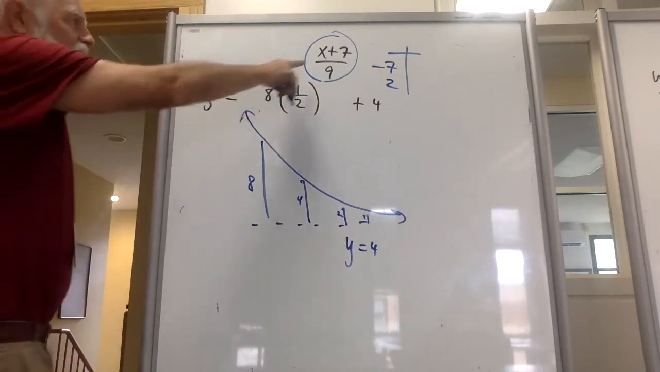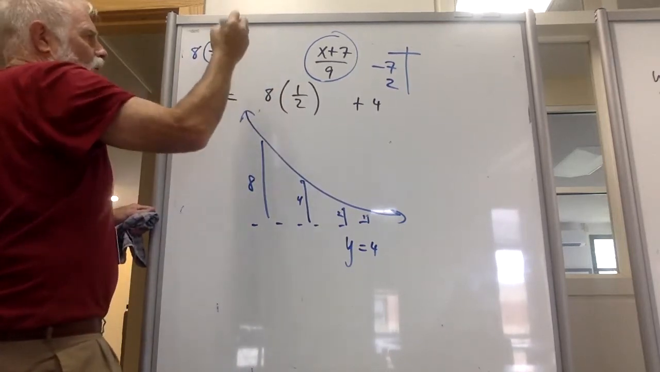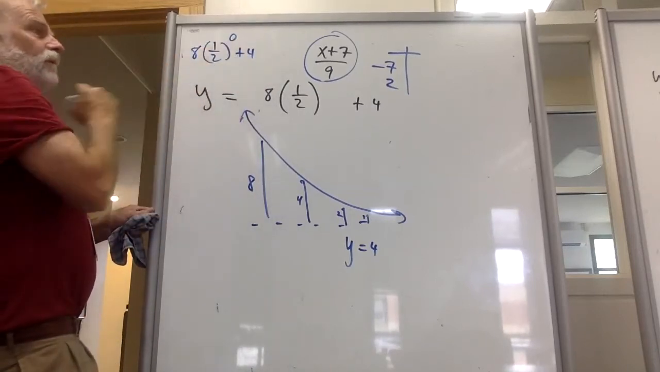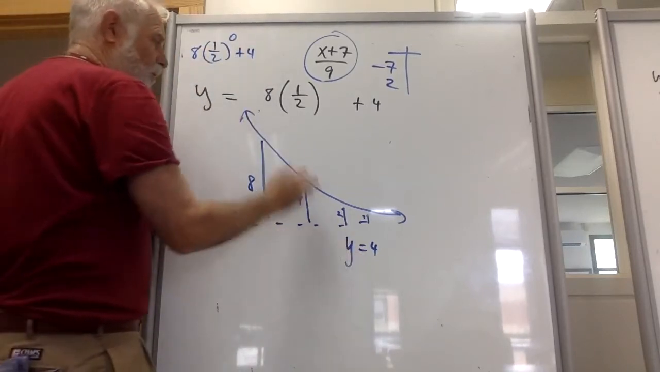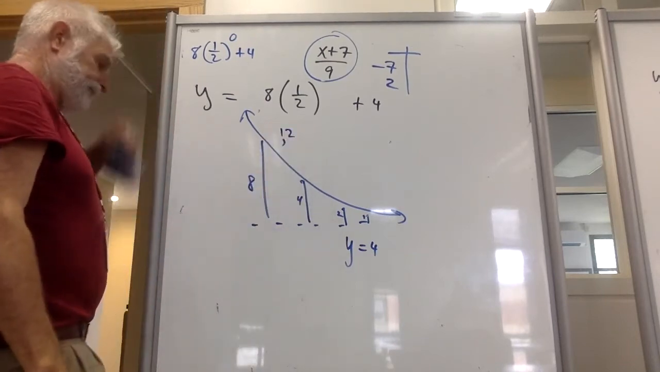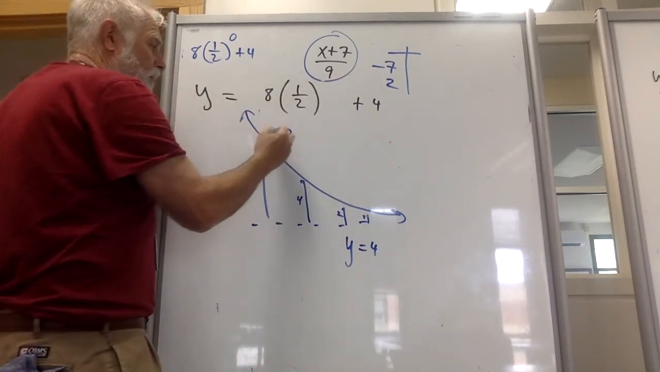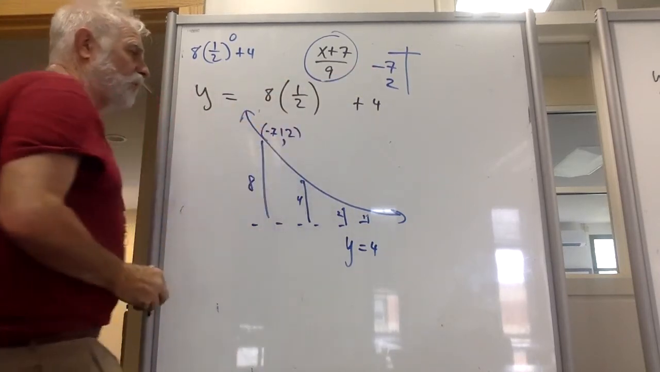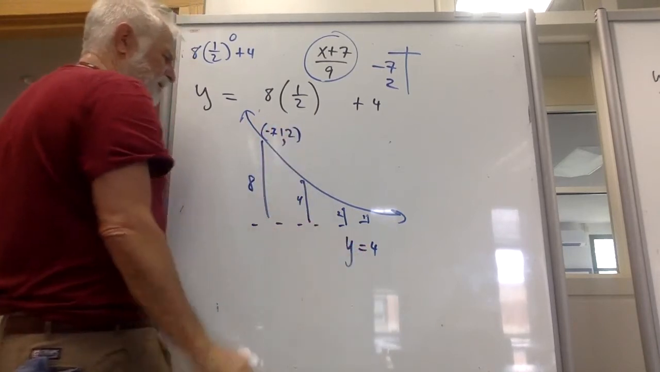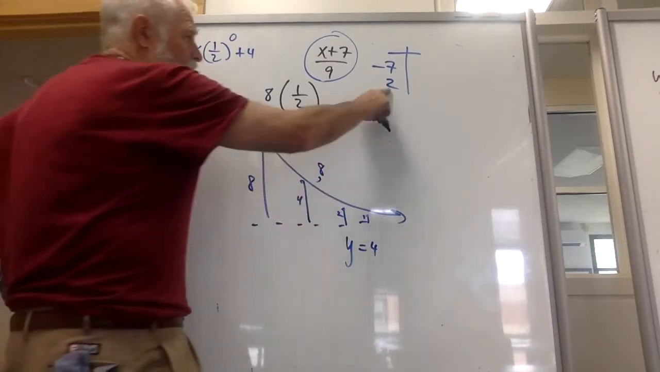So when I put -7 in, I get 8 times 1/2 to the 0 plus 4. 1/2 to the 0 is 1. 8 plus 4 is 12. And what number did I pick? Oh, yes, -7. -7 gave me 12. And then 4 plus 4 is 8. Oh, I hate the same numbers showing up anywhere. But anyway, that's going to happen when I put a 2 in.